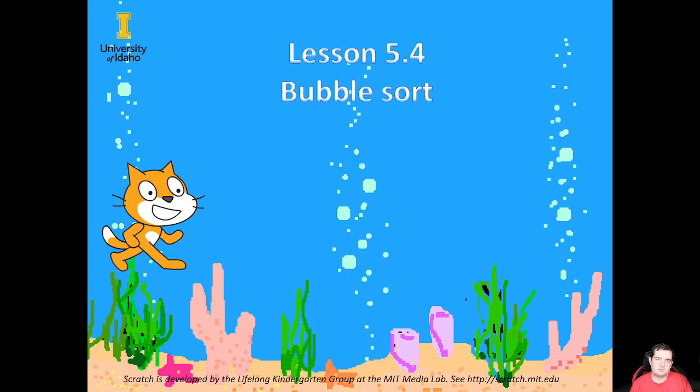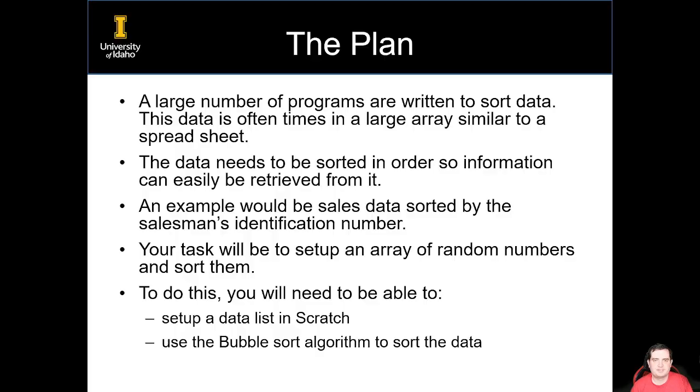This is lesson 5.4, bubble sorting, for this University of Idaho CS112 course. The plan for today is that there are a large number of programs written to sort data. You can think of this as being put in a large array, and an array you can think of as being like Microsoft Office's Excel or Google's Sheets or something similar, where you're making a spreadsheet of some sort.